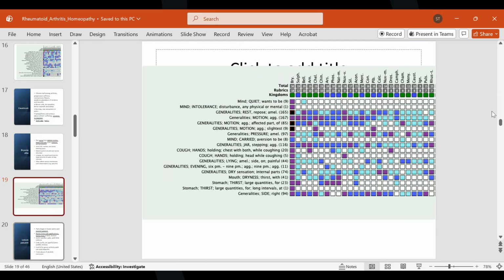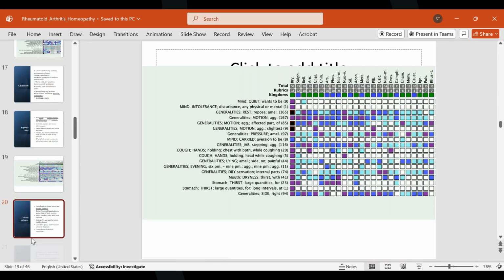Worse motion of the affected part, slightest motion, better pressure, doesn't want to be carried, jarring is worse. They hold the area when they cough, like the chest or their head. They're better lying on the painful side. They're worse in the evening. They have a sensation of dryness with thirst for large quantities at intervals. And they tend to be more right-sided, but that's not so characteristic.